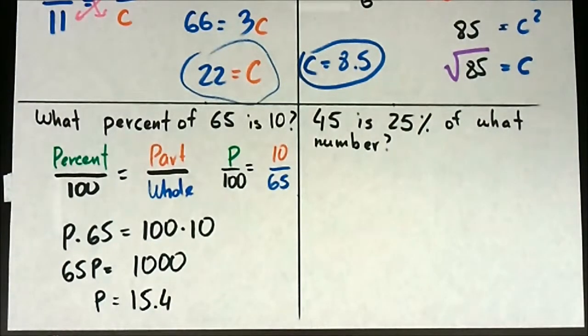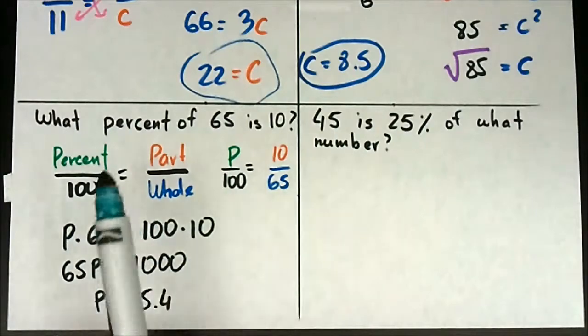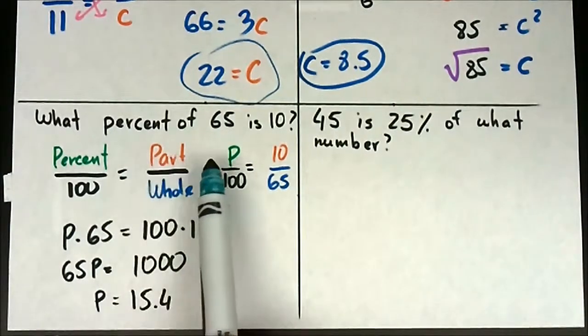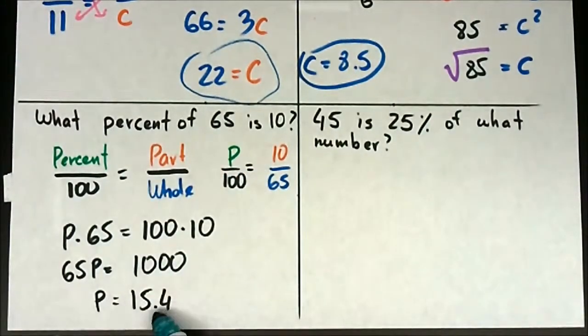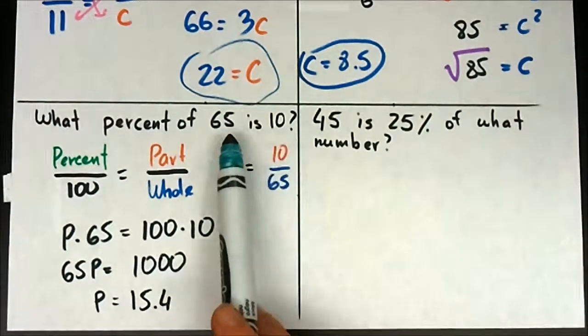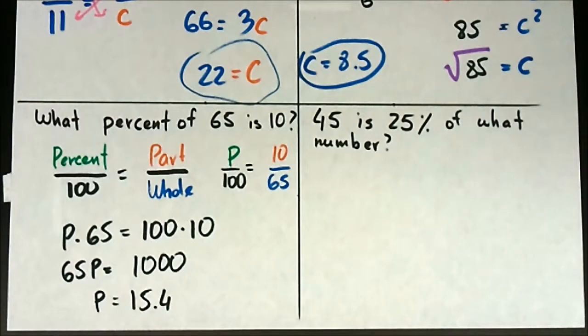Now, last but not least, logic check. 15.4% of 65 is 10. Well, 15.4% is not a large percentage, and 10 is not a large part of 65. It makes logical sense to me. So, passes the logic check. Questions?